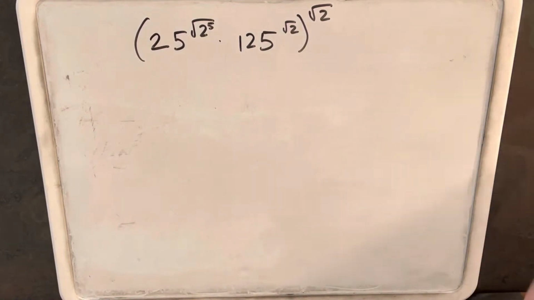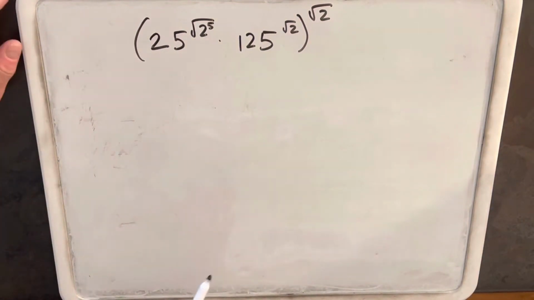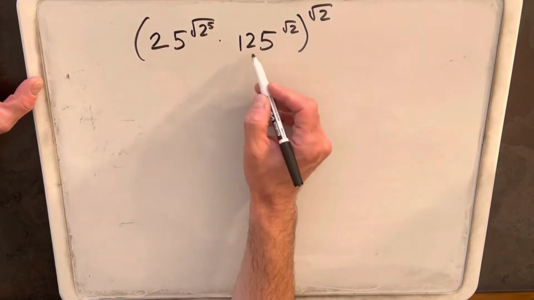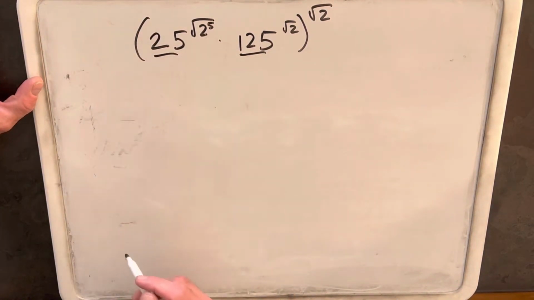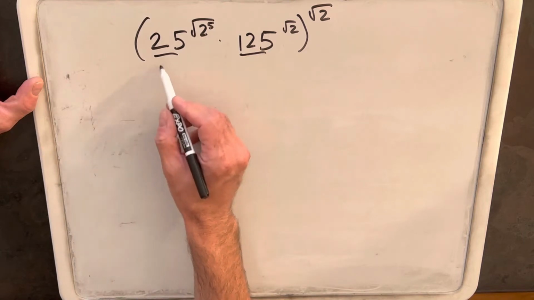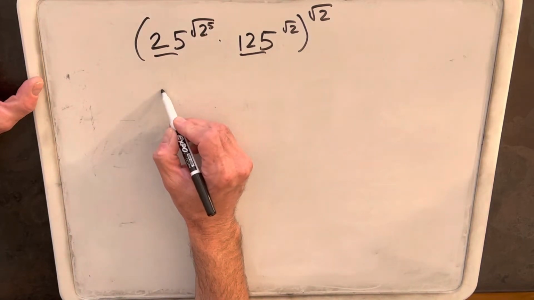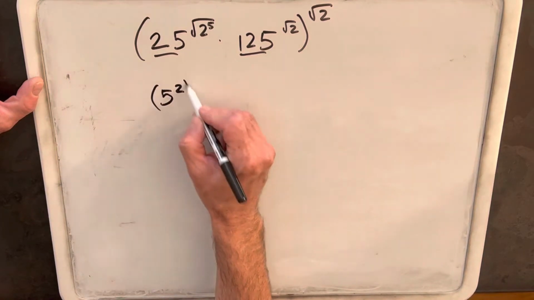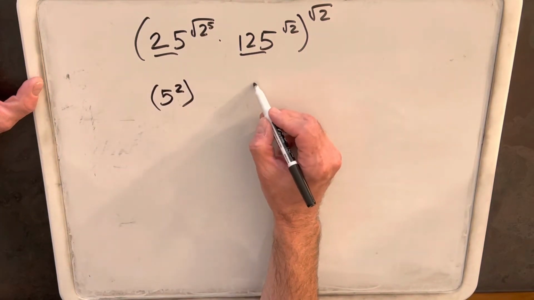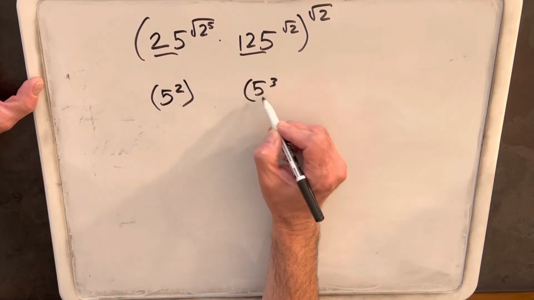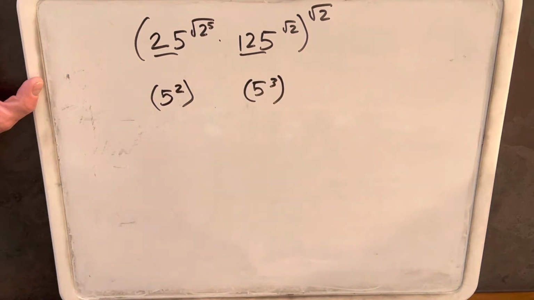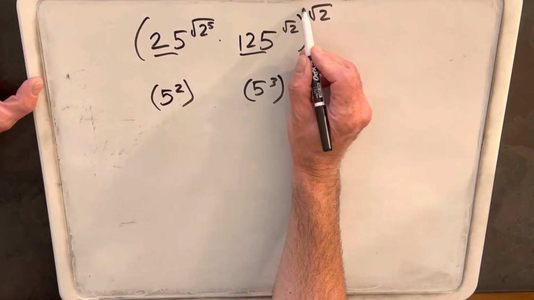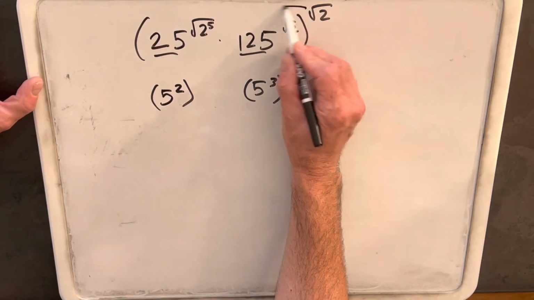What I'm going to do first is, now you may notice that 25 and 125 are exponents of 5. So we can rewrite each of those. We can write 25 as 5 squared, and we can write 125 as 5 cubed. And then let's distribute this exponent inside.